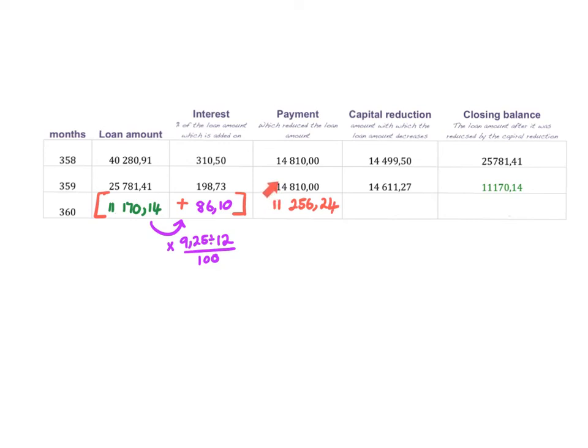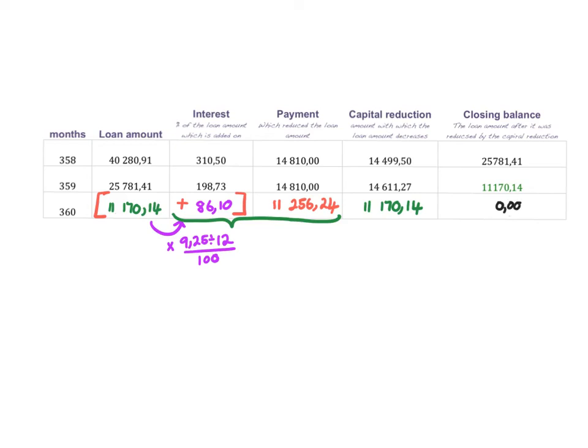And this is quite important because it's less than 14,810 Rand, because you only still owe the bank 11,256 Rand and 24 cents. So your capital reduction, if you subtract these two, the interest and the payment, you will see that it gives you exactly the same amount as my opening balance of 11,170 Rand and 14 cents. And then your closing balance for the last month should also always be 0 because you don't owe the bank anything anymore.